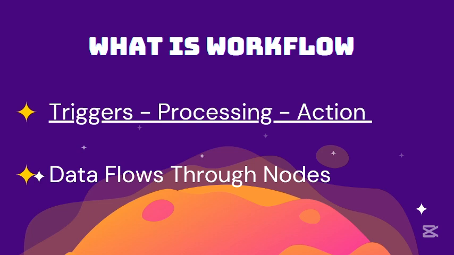Maybe when someone submits a form, or every day at 8 o'clock, like I stated earlier, or when something happens, it starts. Then it goes to processing, whether you want to sort it out, filter, format, transform, or segment the data into different parts. Then action. Those are the three major parts of a workflow: the trigger, which starts the workflow, then the processing part, and also the action part.